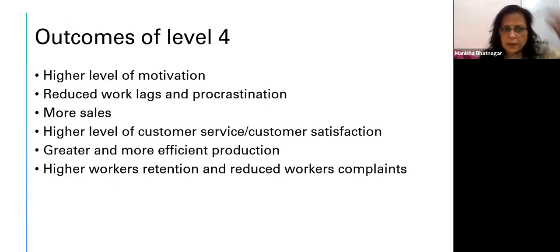So these are the things that we gain if we do the level 4 evaluation. This is only illustrative. This is not all. Many other things may be coming to your own mind also. I've just shown you this as an example.